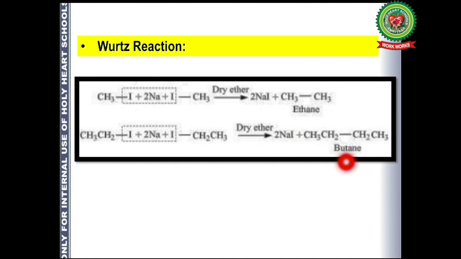If you want butane as the product, in that case you will use ethyl iodide. You can use any halogen like ethyl iodide, ethyl chloride, ethyl bromide, etc. And that will react with sodium metal in presence of dry ether as the solvent. You will get butane.